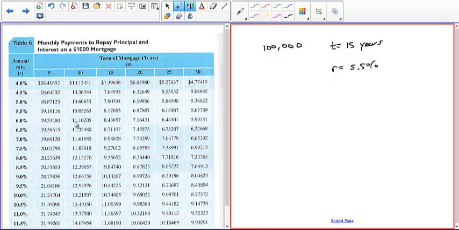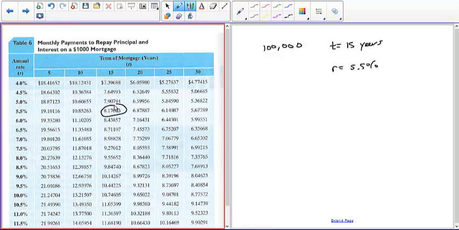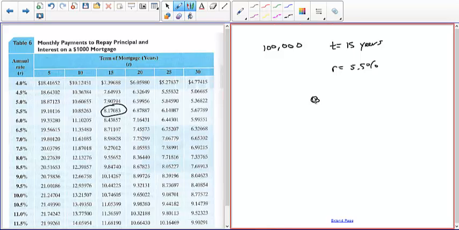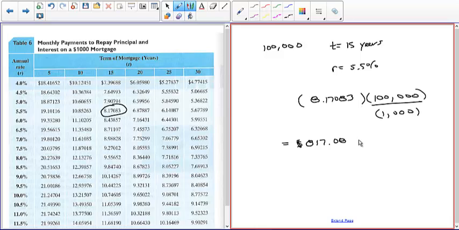So all you have to do is go to this table and go down 15 years to 5.5%, and you get this multiplying factor, which would be 8.17083. And you'd multiply that by the ratio of your loan, which is $100,000, to the amount that this is based on, which is 1,000. So you basically multiply this by 100. 100,000 divided by 1,000 is 100. So your payment would be $817.08.